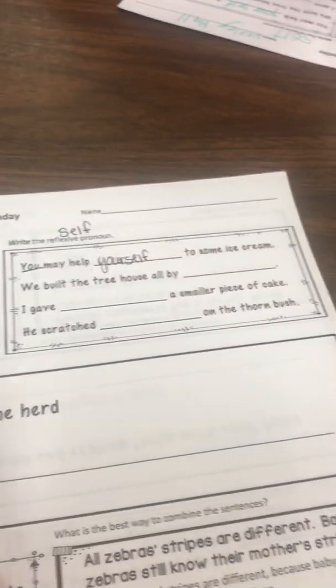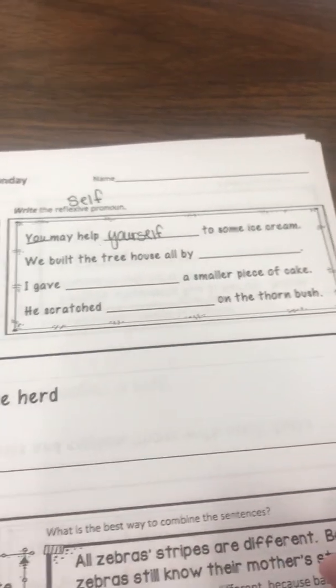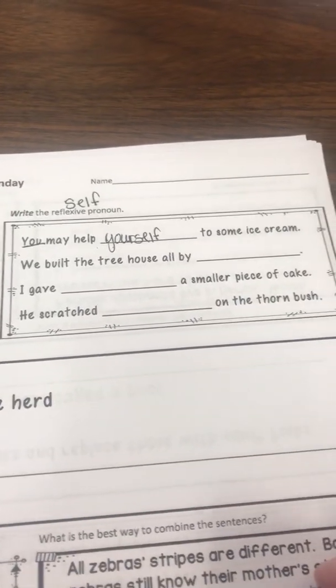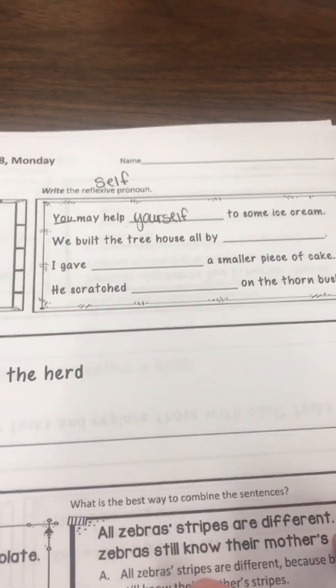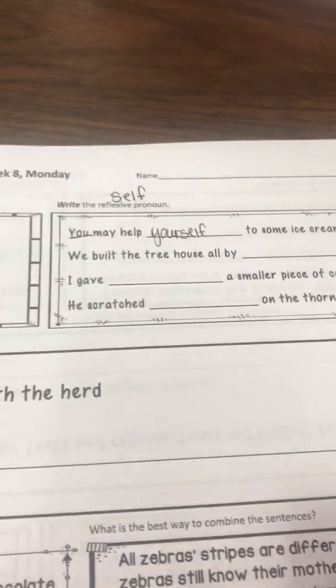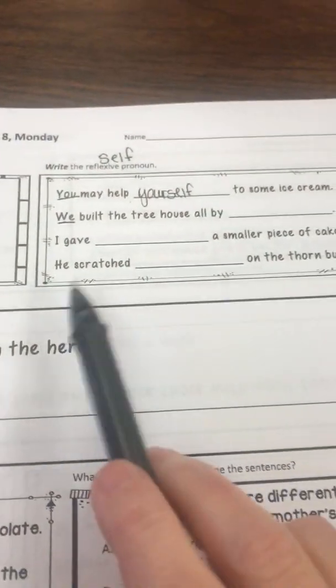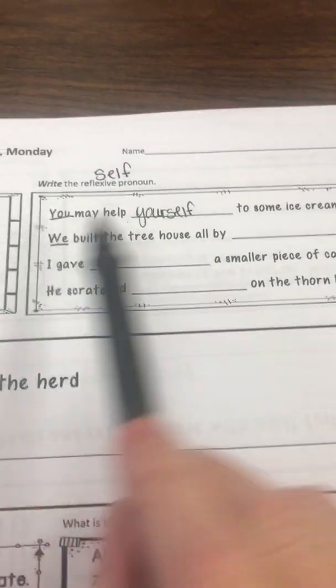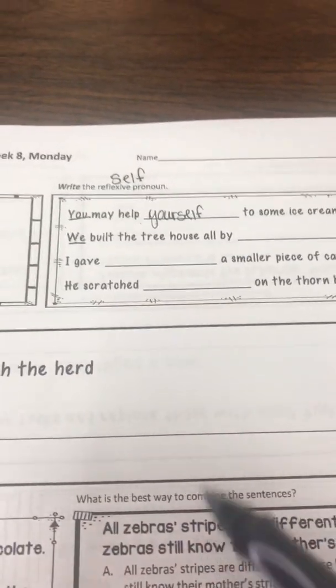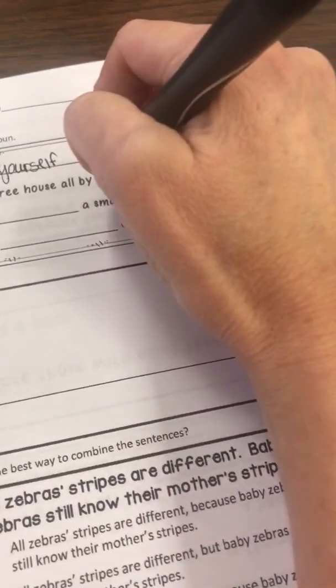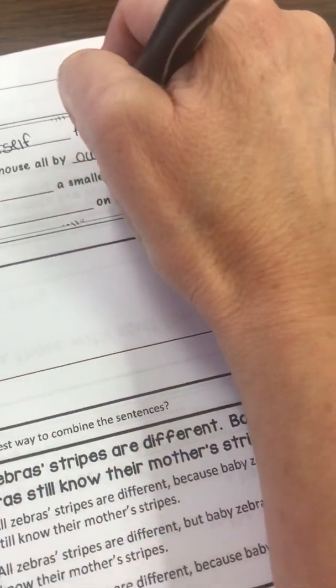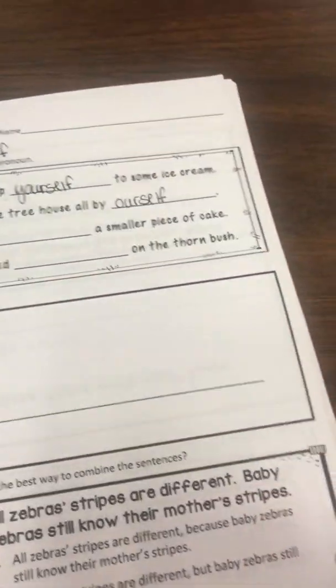All right, hang on. In the second sentence, we built the treehouse all by blank. What's our pronoun in the sentence already? We. So we can't say we built the treehouse all by we self, can we? Ourselves. So it's O-U-R, our, and then put self, S-E-L-F. Okay?